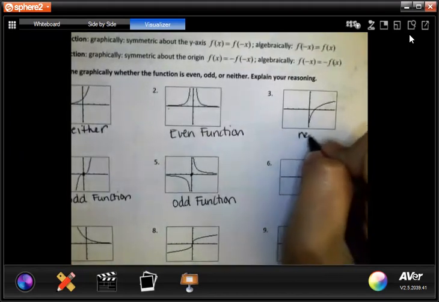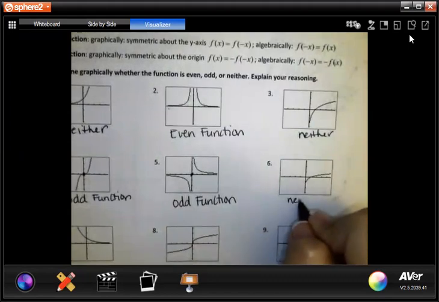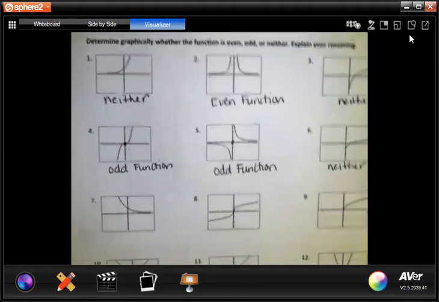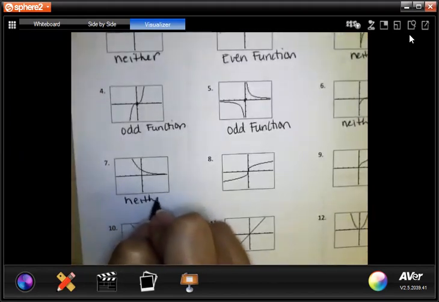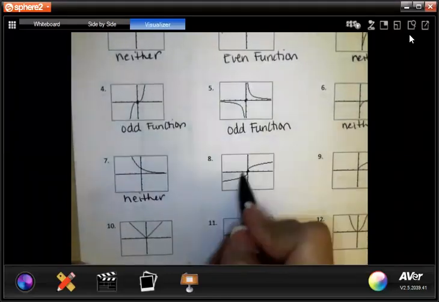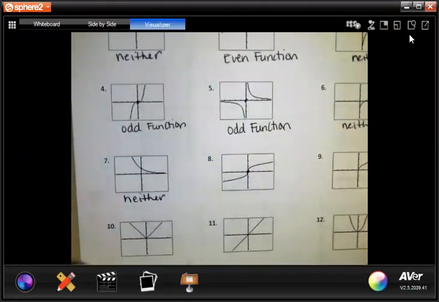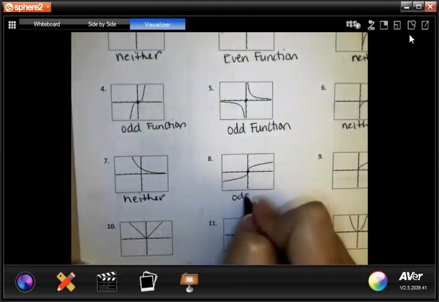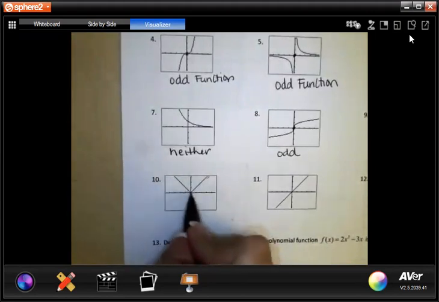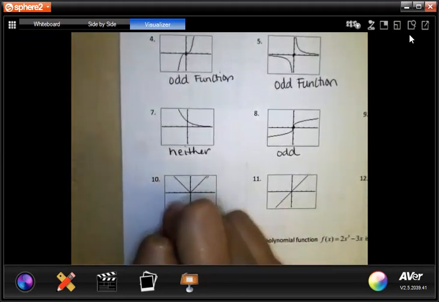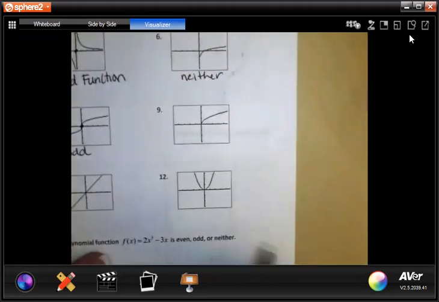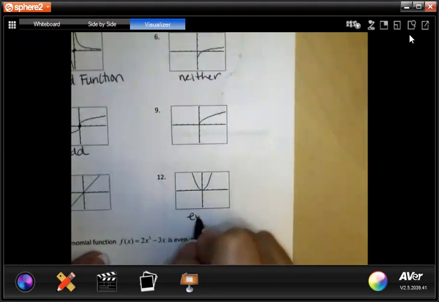These would be considered neither, since they are not symmetric about either one. Again, neither with this one. This one here is rotational, so I can rotate across that origin. This part would land right on top of this one, so this would be considered odd. Our absolute value function is symmetrical across this y-axis, so this would be considered even. Here's another one you've already seen, the quadratic, that would be considered even.